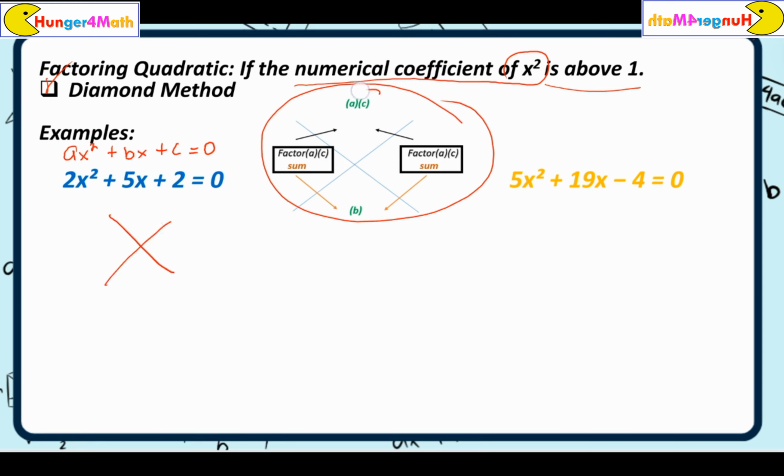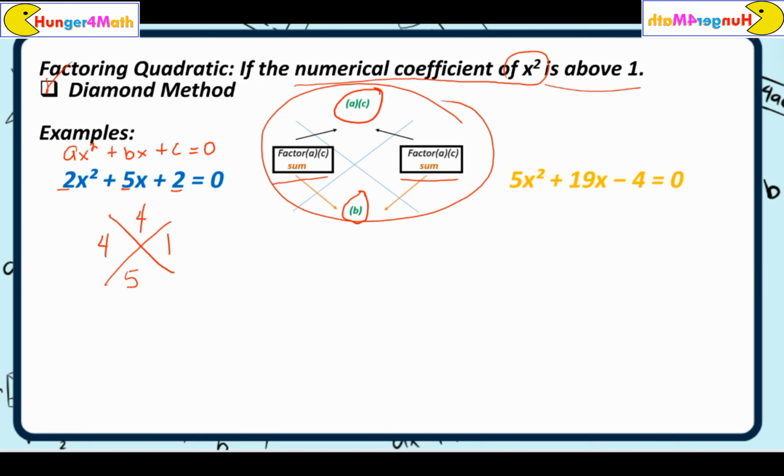So the top part is a times c, which is 2 times 2, and that is 4. Down here is the value of b, which is 5. Now the left and right side is the factors of a times c, but the sum will be the value of b. And that will be 4 and 1, because 4 times 1 is 4, and 4 plus 1 is 5.